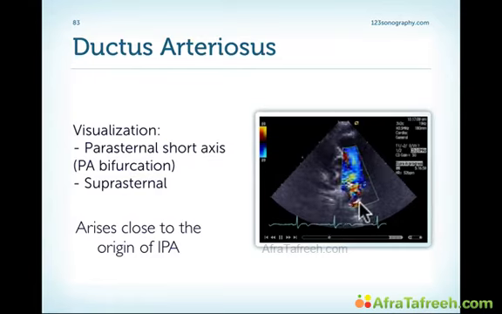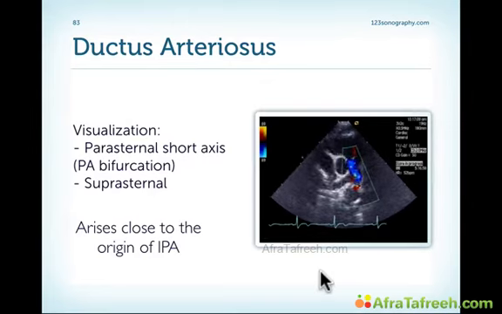Suprasternal views can also be used, and we can there see again the flow from the aorta into the pulmonary artery. But the most helpful view is certainly the short axis view.